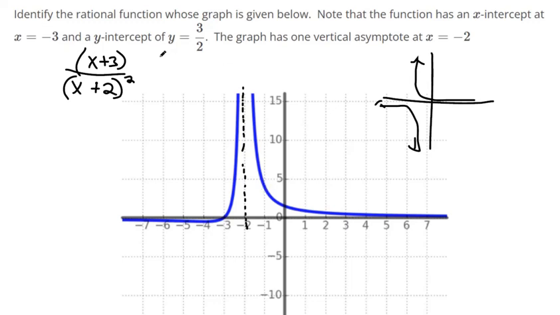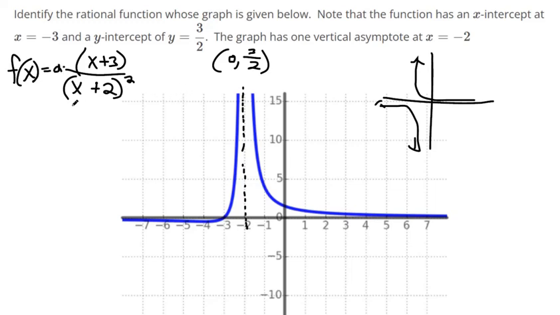Oh, okay, I didn't see this up here. Oh, they even just spell it out. Intercept at -3, we found that. Vertical asymptote at -2, we found that. And then this, the y-intercept of 3/2. So if it's a y-intercept of 3/2, that means at 0 on the x, we have 3/2 for y. So for this function, we can figure out what a is based on that information.